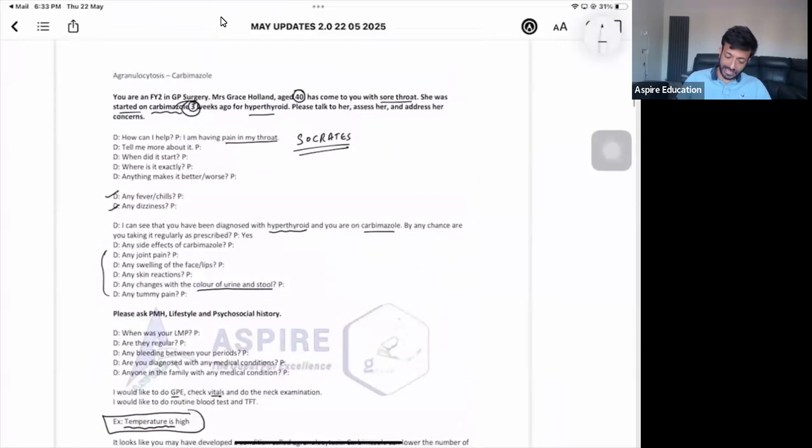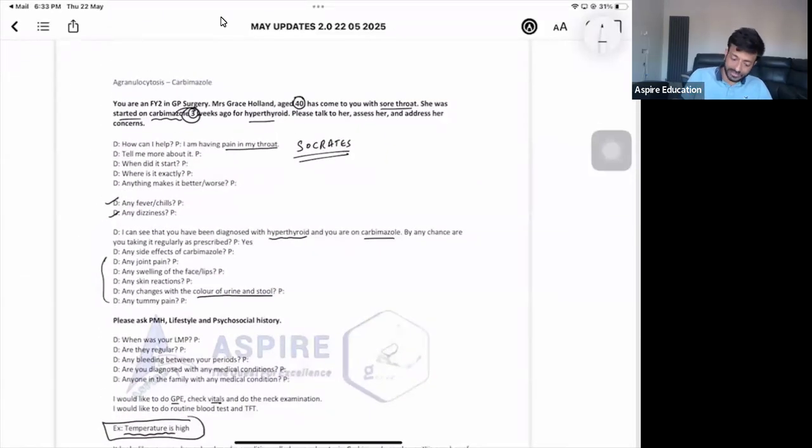Right. So in any station, just be careful if the patient has been started on any medication recently and now the patient has come up with a new symptom, it's most probably going to be because of that drug only. So in this station, you need to talk a bit about maybe carbimazole. If the patient is taking it regularly as prescribed, then you need to talk about the side effects of carbimazole, which are agranulocytosis. Even if you want, you can talk a bit about the thyroid symptoms as well.